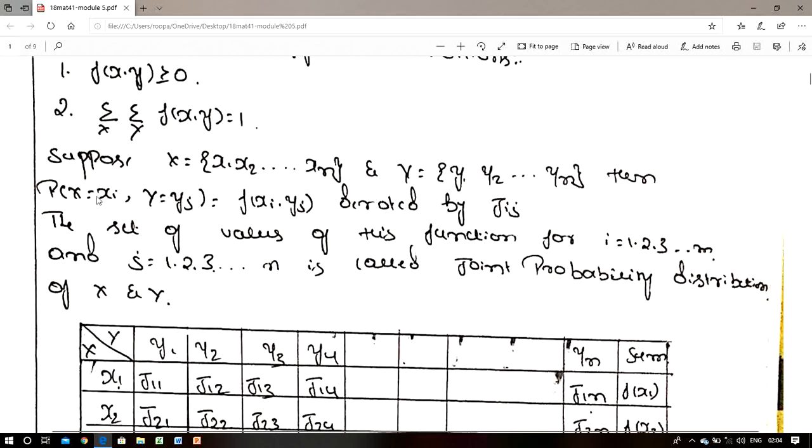Then P of xi comma yj, which is equal to f of xi comma yj, is denoted by Jij. The set of values of this function for i equal to 1, 2, 3 up to m and j equal to 1, 2, 3 up to n is called the joint probability distribution of X and Y.